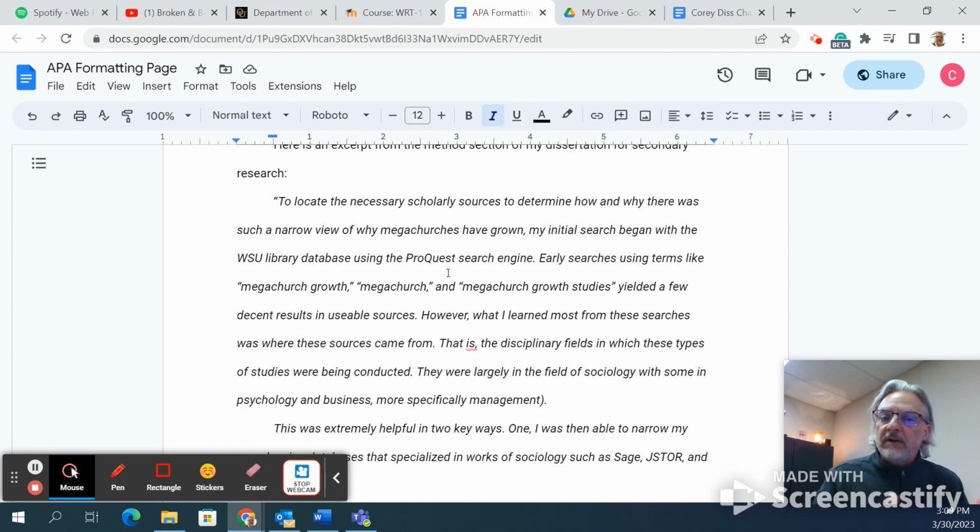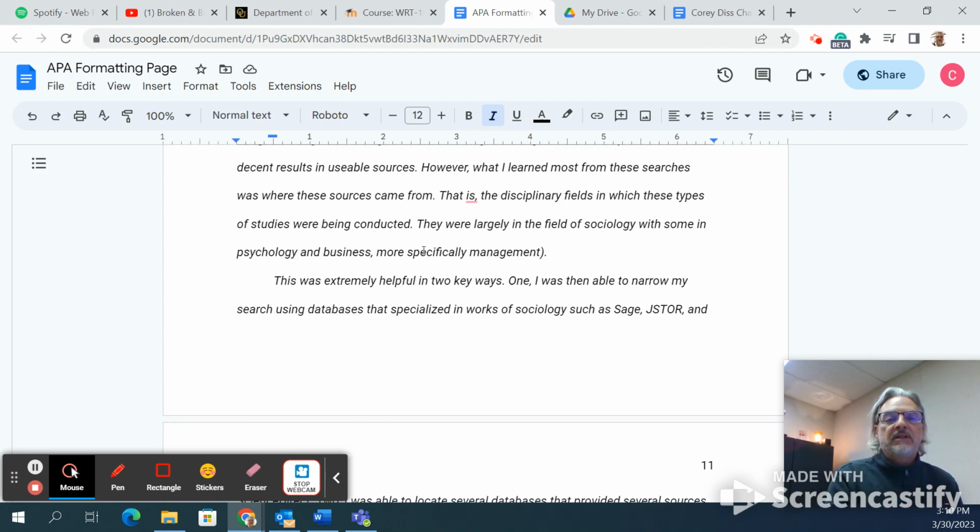Sounds very straightforward, right? But then we move into early searches using terms like megachurch growth, megachurch growth studies. Yielded a few decent results, right? And as you read this, I tried to give you enough so you can see how this also demonstrates this change. When you're talking about method, this is what you did, right? Started off, I was typing these terms, I was only getting so many results, so you had to make an adjustment. So you type in maybe some different words, or you found a certain database that was there.